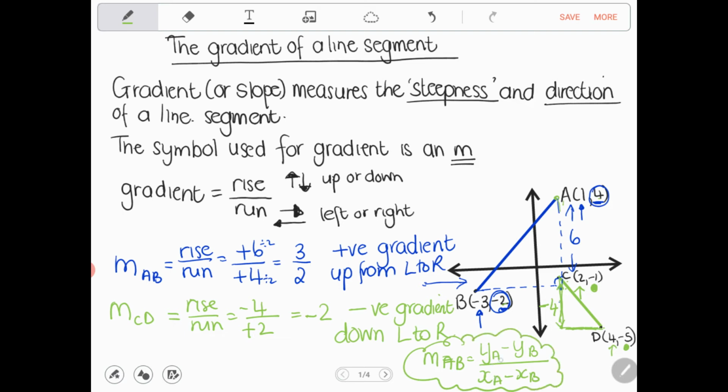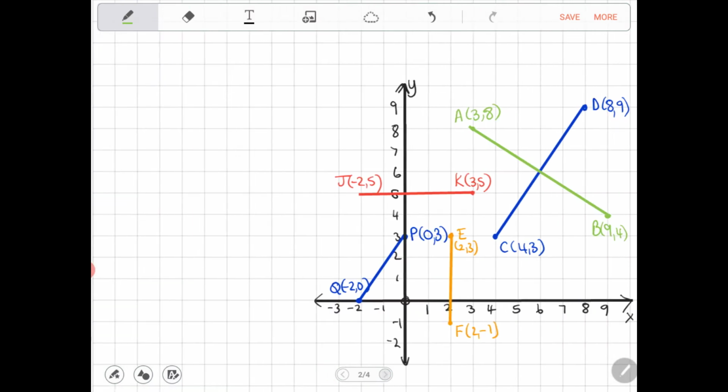And just remember that if you pick up A first at the top, then you must pick up the coordinate of A first at the bottom. You can't mix those round. And you also have to always remember that you have to have your y's at the top and your x's at the bottom, so that you get your change in y at the top and your change in x at the bottom. All right, so that's our gradient formula.